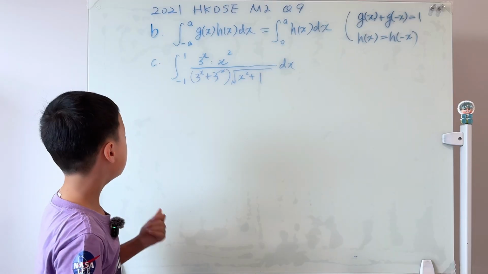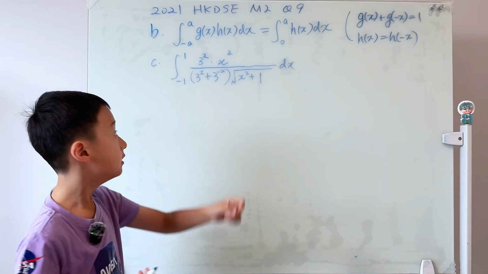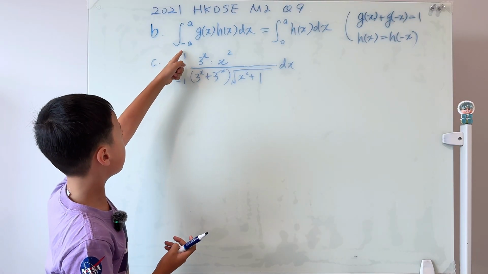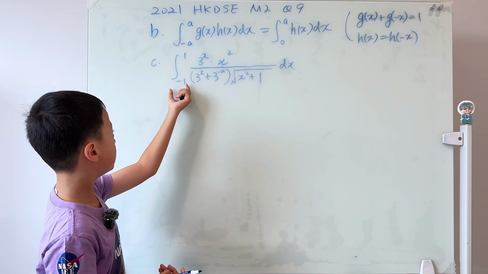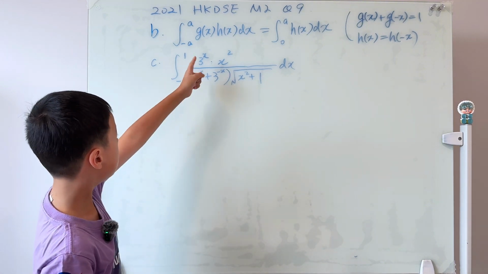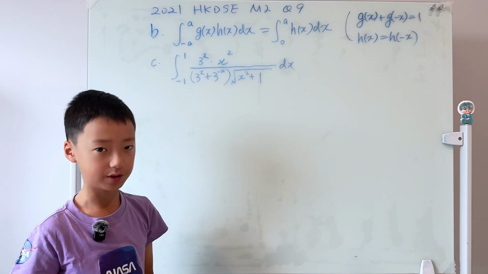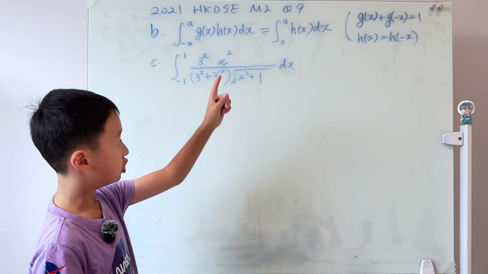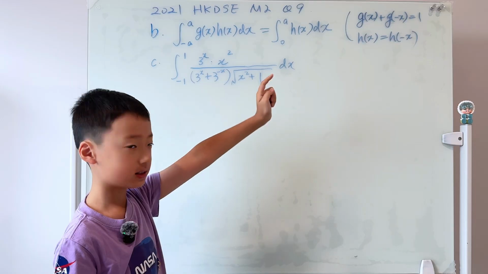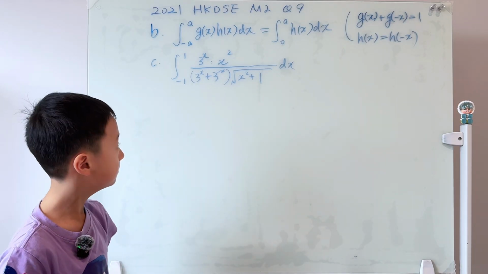Now we can figure out part c. We can use the formula that we proved from part b to solve c. This states that it has to be from negative a to a. This is negative 1 to 1, which basically means a is 1. Then we need g(x) times h(x), so we need two functions multiplied together, where g(x) plus g(negative x) equals 1, and h(x) equals h(negative x).